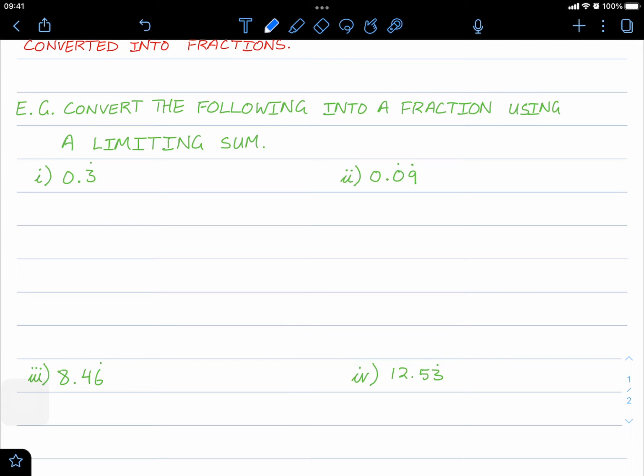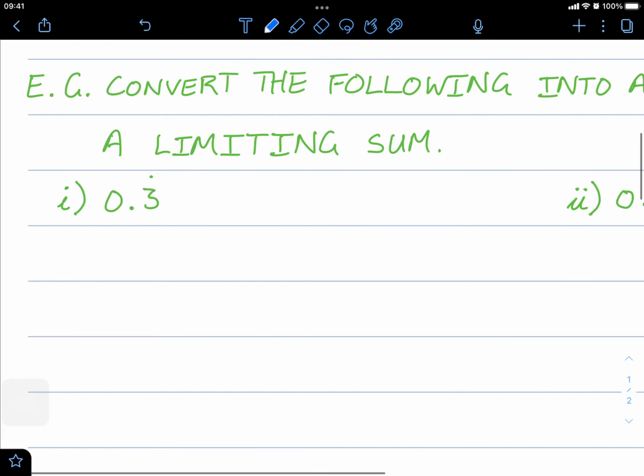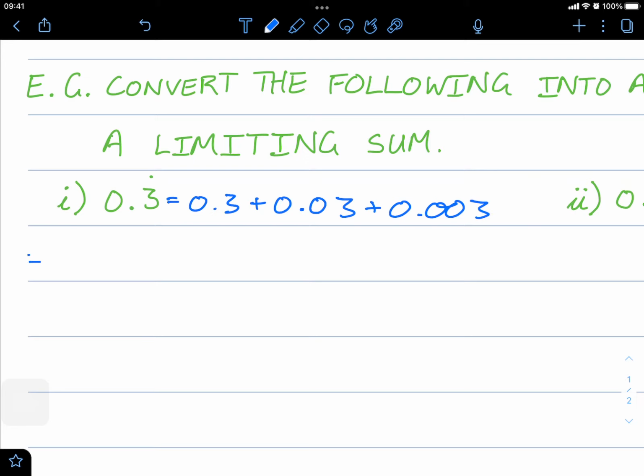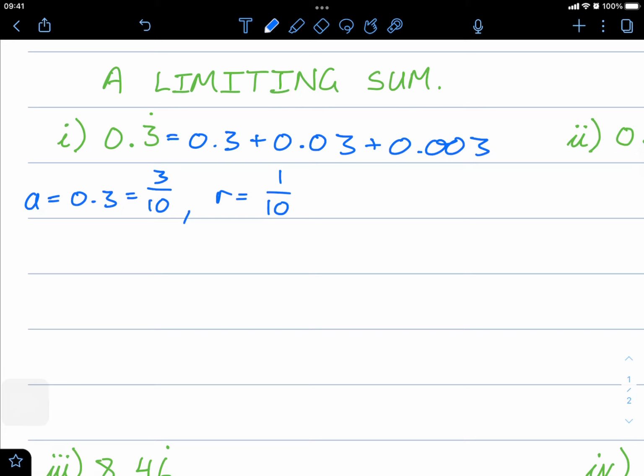From here, it's actually best to write out at least the first three terms. So this is 0.3, 0.03, 0.003. From here, we can say that a is 0.3 or 3 over 10. And the common ratio is 1 over 10. From here, we can apply the limiting sum, S of infinity. So since it's a over 1 minus r, and it's going to be a fraction divided by a fraction, I'm going to write this as 3 over 10 divided by 1 minus 1 over 10. Well, that's just going to be 9 over 10.